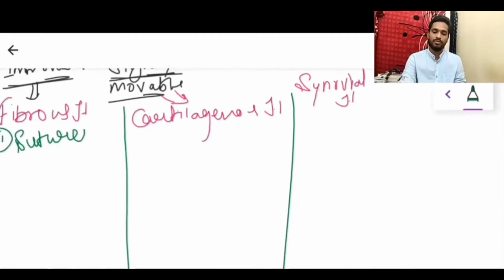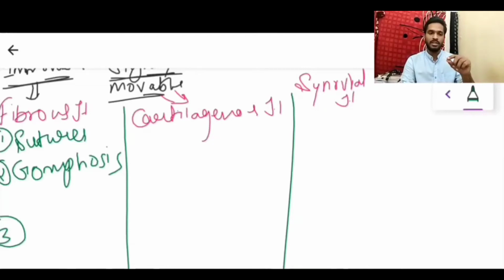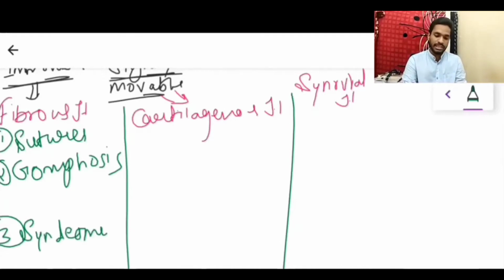First we have sutures. Second, in fibrous joints we have gomphosis. Then third we have syndesmosis. Leave some space below the gomphosis, as I'm leaving, if you are making the notes along with me. Syndesmosis is the third type of fibrous joint. So this was the immovable joint.